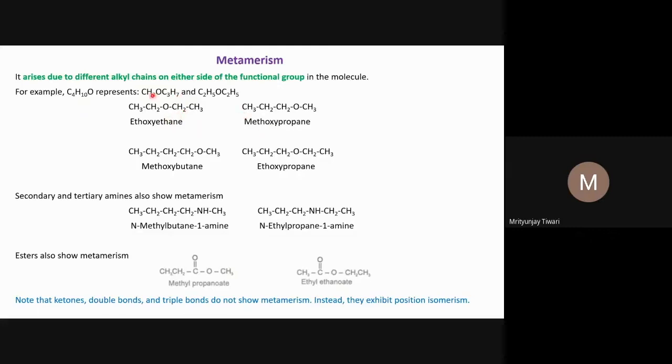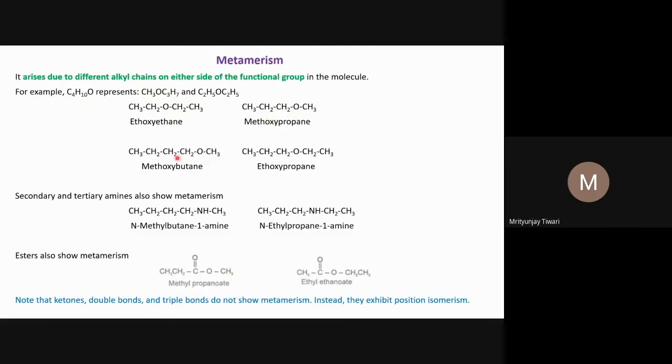And so this compound is shown here. This will be called methoxypropane. The longest chain is propane, and this is methoxy. And this is ethoxyethane. So these are two metamers.